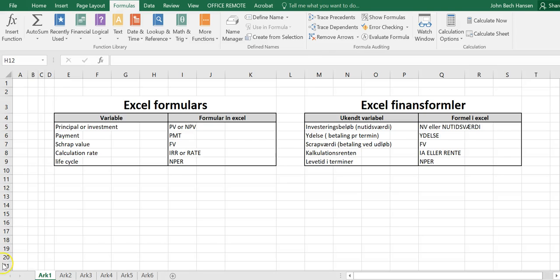Okay, so now we're looking at the internal rate of return in an investment. And as you can see here, Excel has a lot of very good formulas for analyzing the investment. And one of the most important ones is the internal rate of return.